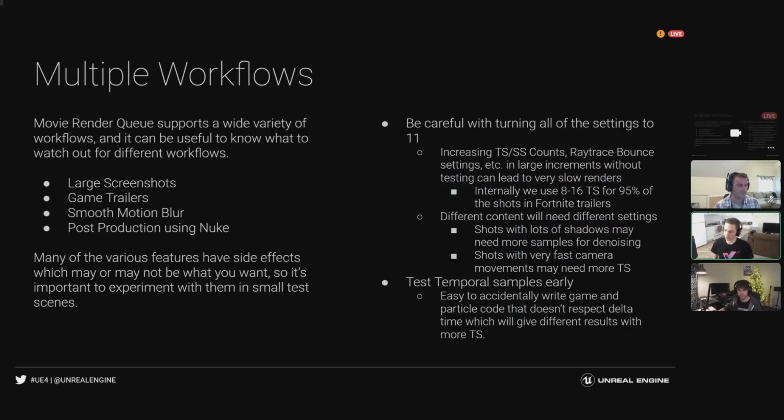And it's easy to accidentally write game code or particle code that doesn't respect delta time, and then that's going to give you a different result when you use more temporal samples. So every now and then, kick off a render with 5 or 16, take a look at it, and make sure it's doing what you expect.